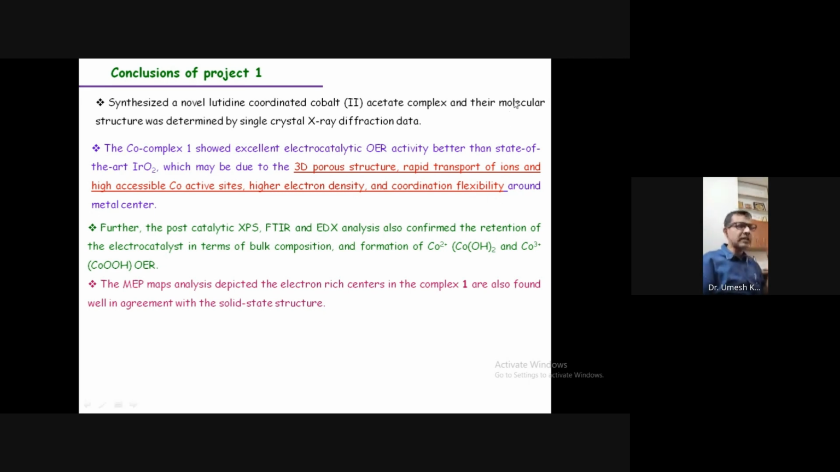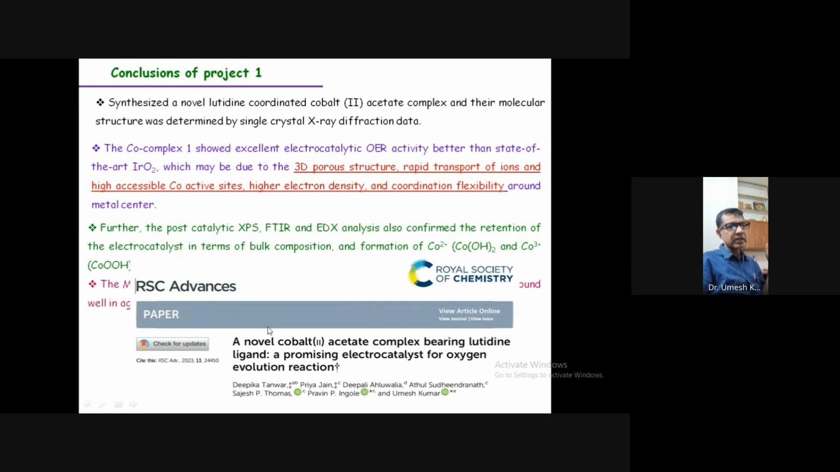Further, the post-catalytic analysis by XPS, FTIR, and EDX also confirm the retention of the electrocatalyst in terms of bulk composition, and the formation of cobalt 2+ and cobalt hydroxides, Co-OH, during the HER reactions. This MEP map analysis depicted the electron-rich centers in complex 1, which is also in agreement with the solid structures. This work has been published last year in RSC Advances.